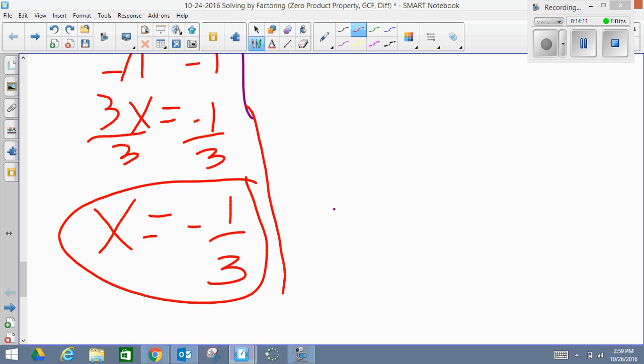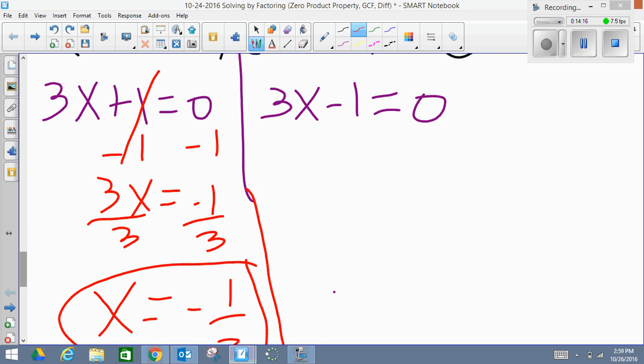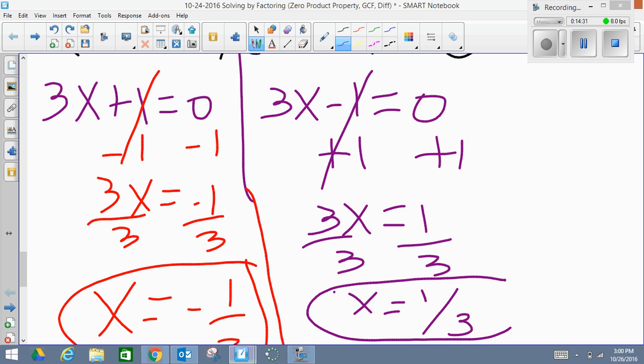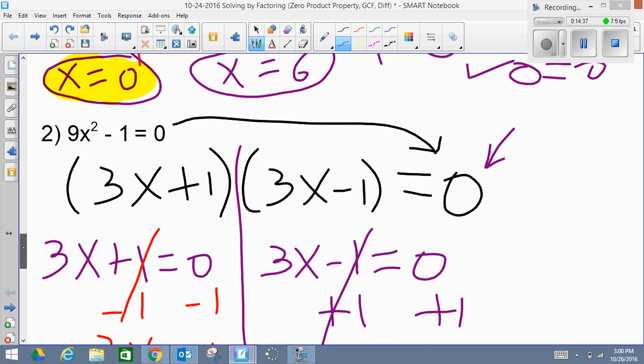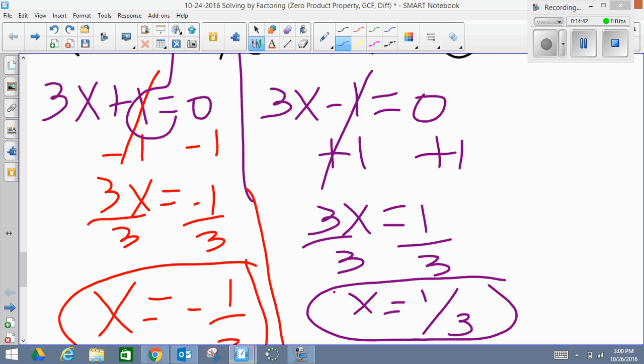Same process with the second one. I have 3x minus 1 equals 0. Then that means I have to plus 1, those cancel. 3x equals 1, divided by 3 on both sides. X equals 1/3. So those are my two answers. Again, if you plug those values back into the original equation, the terms should cancel each other and the answer should be equal to 0.